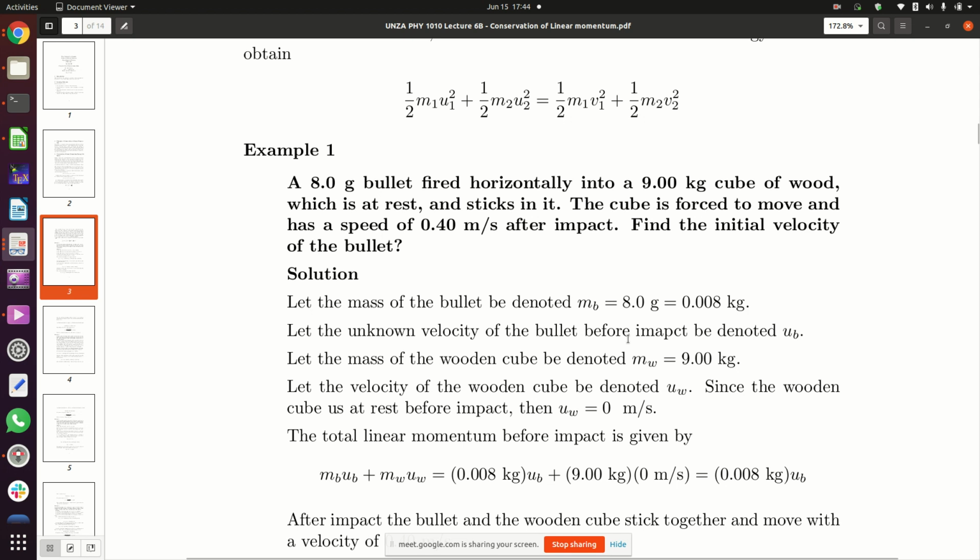Then the mass of the wood, we denote as mw, and that is 9 kgs. Before the bullet strikes the wood, we are told the wood is at rest, so the wood has a velocity uw, which is equal to 0 meters per second. So we know the mass of the bullet, we are looking for the velocity of the bullet before impact, we know the mass of the wood, and we know that the wood was at rest, so its velocity is equal to 0 meters per second.